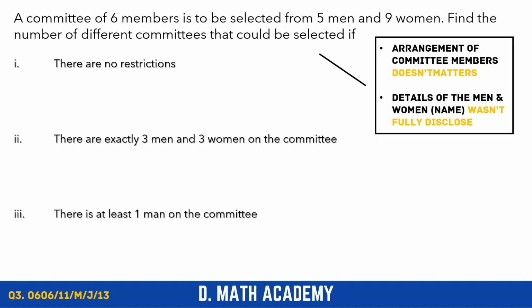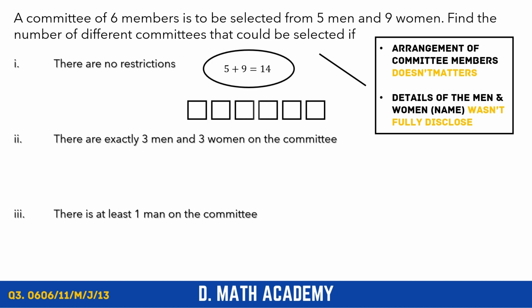Then the other thing is that they didn't specify anything on the arrangement. Even if they did, it would still be nCr because they couldn't specifically tell us which man they wanted. So we can just randomly select anyone from the men's group and put them into the committee. When there's no restriction, we have 6 spaces to choose from. So 14C6 will be the direct result, which is 3003.